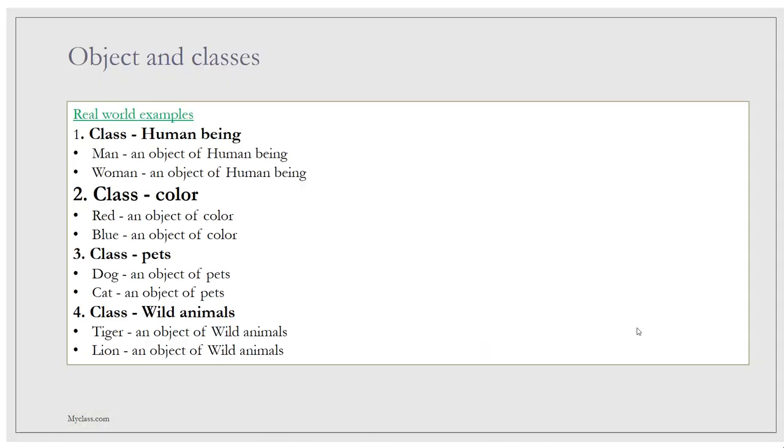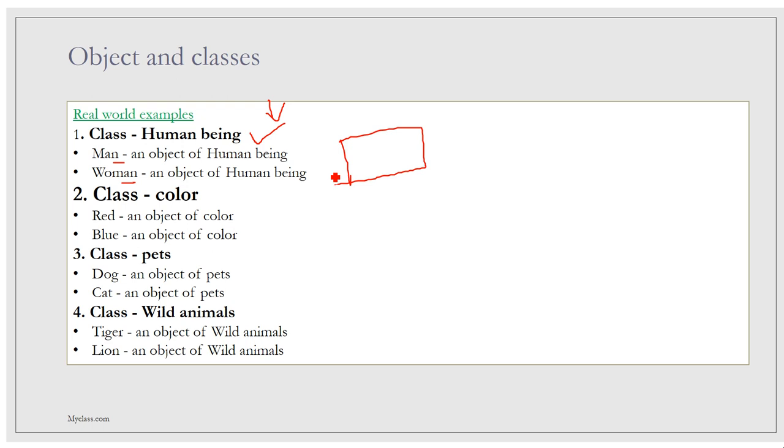So first we are moving to objects and classes. Here I have listed some real world examples for classes and objects. When we consider human being as a class, then man is an object of human being. Woman is also an object of human being. So human being is a class. Actually a class is a logical entity, and man and woman are objects of the class human being. These are physical entities.